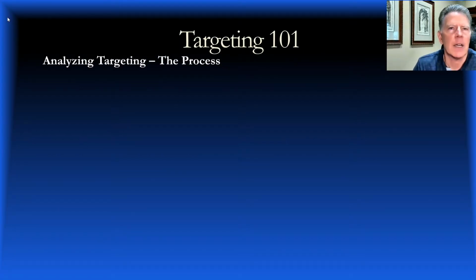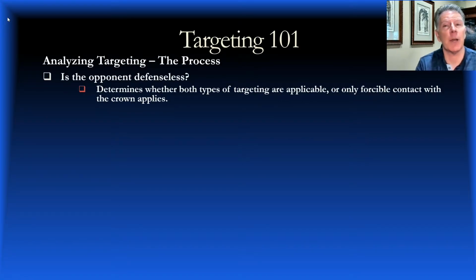So analyzing targeting. The process the replay official uses when he sees a play, whether it's been called on the field or not, and the game is stopped to review. Here's the process. The first question, and it's a checklist, by the way. It's really a checklist. And the first question the replay official is going to ask himself is, is the opponent defenseless? This tells us whether both types of targeting may apply on this play. If a player is defenseless, he cannot be targeted in the head and neck area. And of course, just like any other players, he can't be forcibly contacted by an opponent who uses the crown of the helmet. So this is the first question they ask.